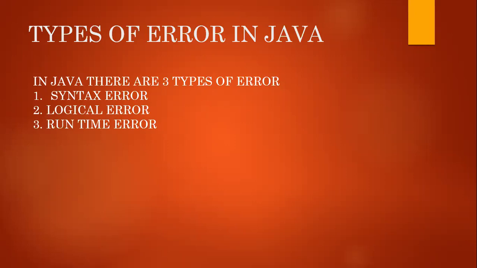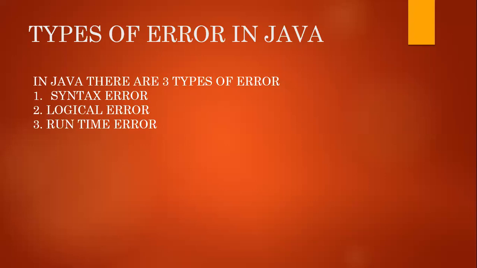Now, what is syntax error? Syntax error occurs due to a grammatical error in the programming language. It may be a missing punctuation sign, or you write an incorrect instruction, or you use an undefined variable. So whenever you make a mistake in the grammar of the program, it results in a syntax error.